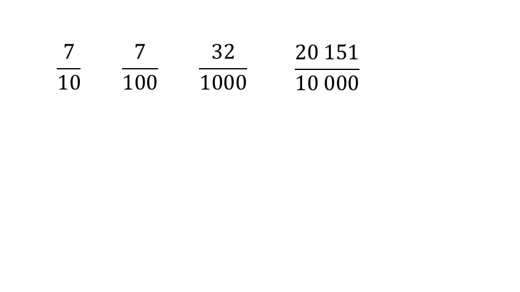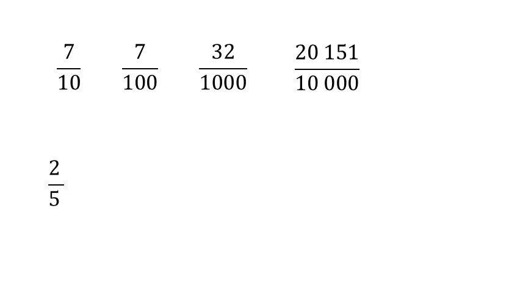So 7 over 10 is one example. The denominator is 10. 7 over 100, 32 over 1000, 151 over 10,000. These denominators are 10, 100, 1000, 10,000, 100,000, 1 million, etc. Such fractions, we call them decimal fractions.